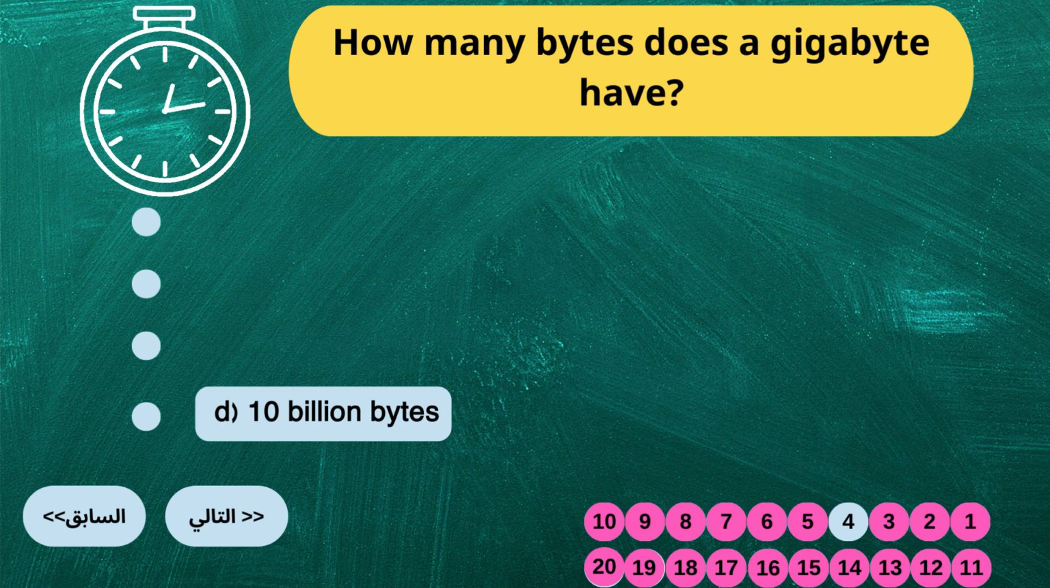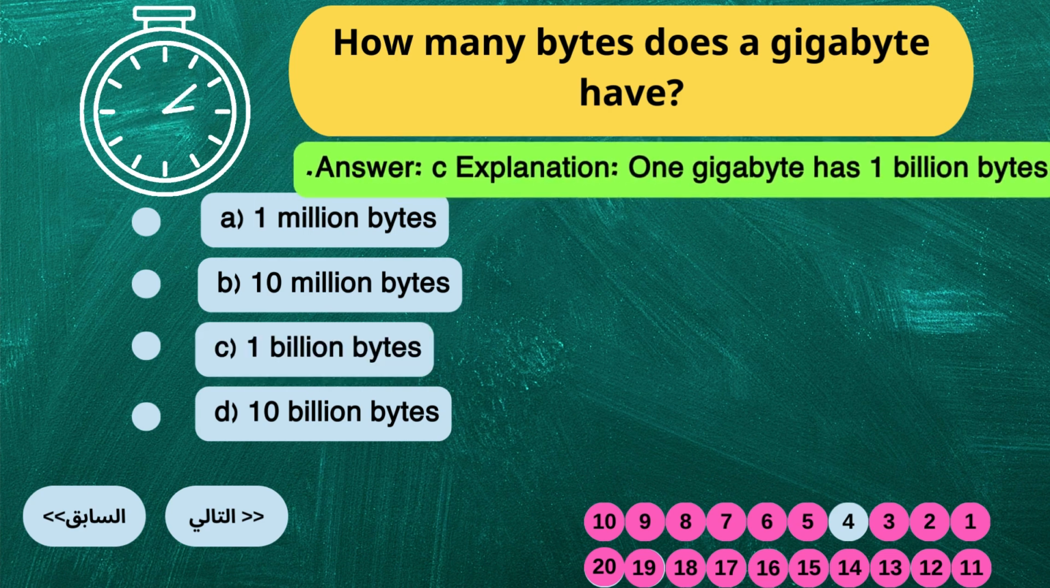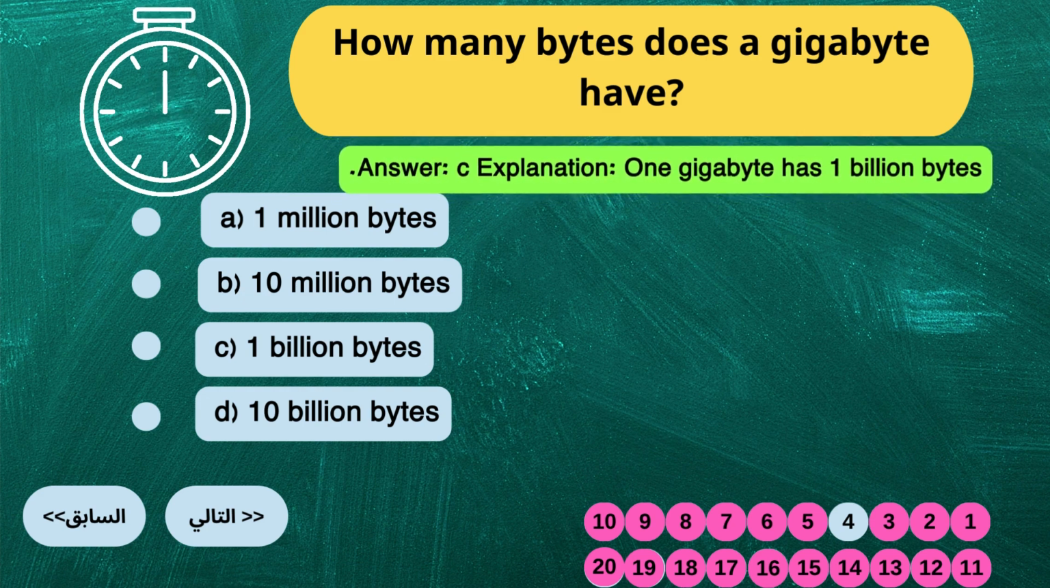How many bytes does a gigabyte have? A. 1 million bytes. B. 10 million bytes. C. 1 billion bytes. D. 10 billion bytes. Answer C. Explanation. 1 gigabyte has 1 billion bytes.